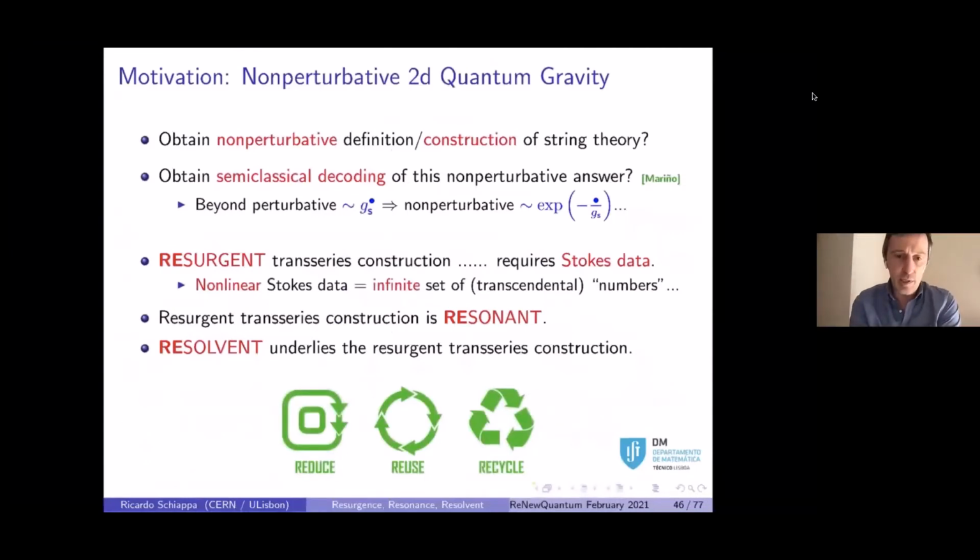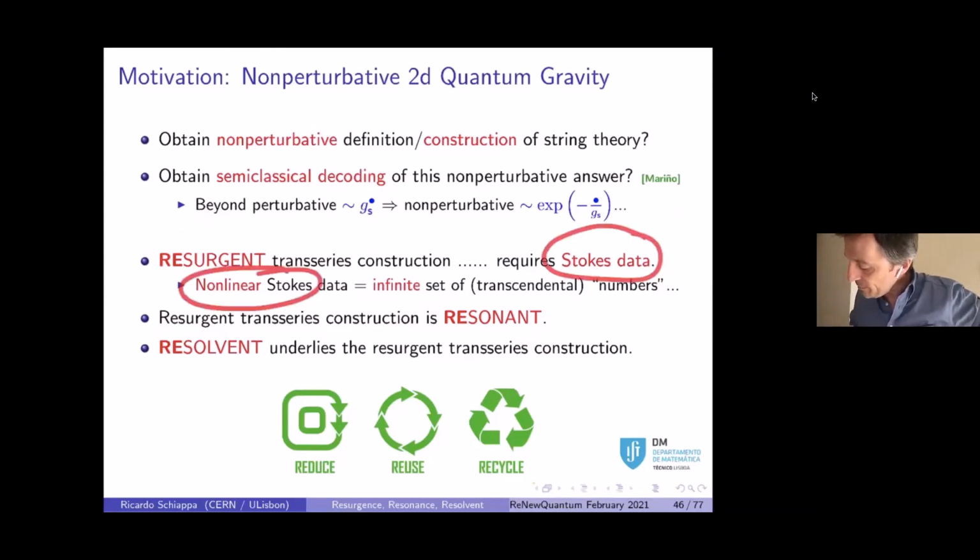So let me just remind you again that we had 3 R's to discuss. I only talked about 3 R's yet. So we're trying to understand non-perturbative 2D quantum gravity, a non-perturbative construction, which has a semi-classical decoding built in. That means that it's got to be resurgent. And we found out that it's also resonant. Hopefully you sort of believed or were convinced by what I told you in the past half hour. And Stokes data is quite complicated, but can be computed.